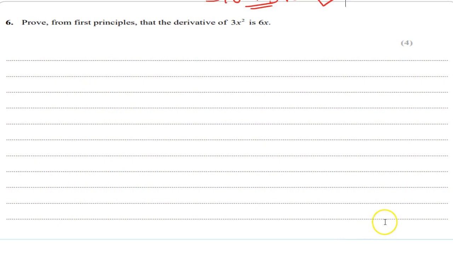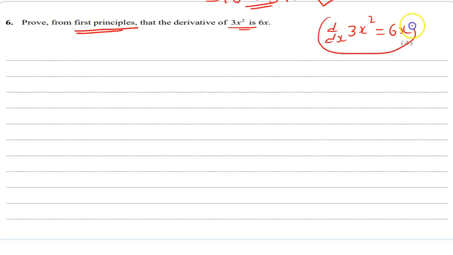Now the next one is question number 6. Prove the derivative of f(x), and remember here you need to use first principle. Otherwise anybody can do dy/dx of 3x squared, that is 6x, but here you need to use first principle.